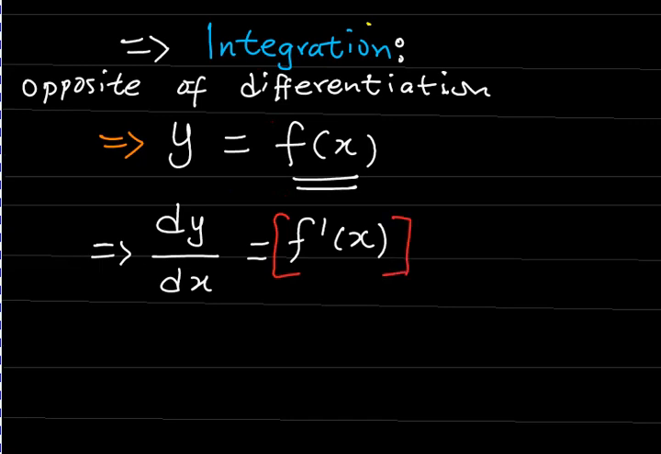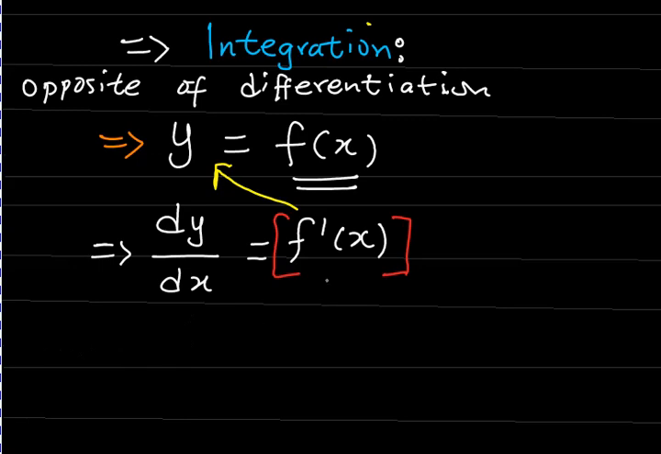Now the question is, how do you return back to the original function? How do I return back from this derivative to the original function? That is where integration actually comes in. To return back to the original function, we apply integration. That is why integration is defined as the opposite of differentiation. So let's see how that is done.